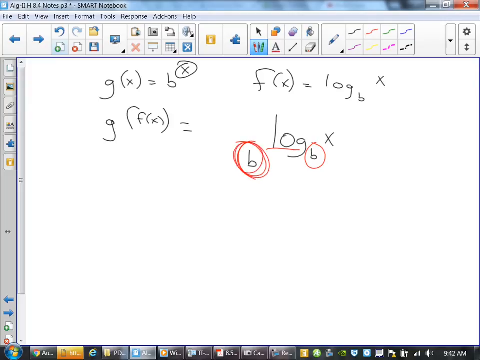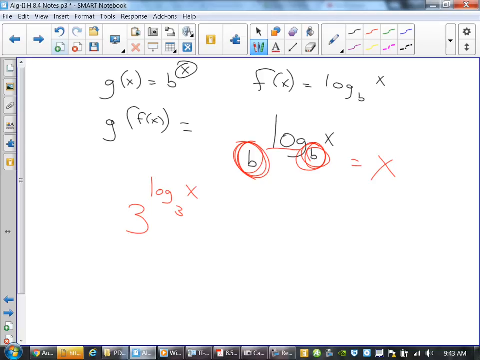The bases are the same, therefore they cancel each other out, and your answer is x. Yes, ma'am? Why was the first... Because it's the base raised to an exponent. It's kind of like writing it like this: 3 to the log base 3 of x. Oh. Okay, it's just so tough to write it with letters and try to show that log base b of x is an exponent.